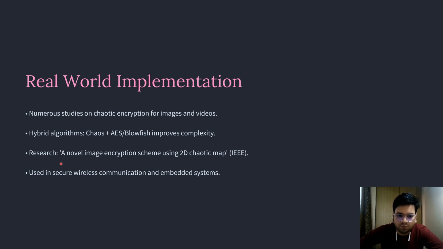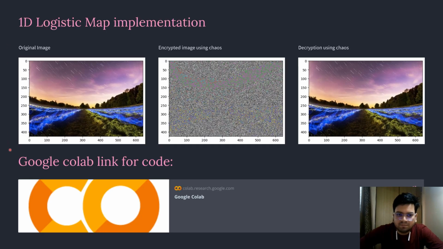Even in research, there are novel image encryption schemes using 2D chaotic maps in IEEE. It is used in secure wireless communication and embedded systems. This is the implementation part which I have done: taking the original image, applying the 1D logistic map, and after that we are getting this encrypted image using the chaos. And after decrypting it, we are getting the same image as the original image. I have attached the Google Colab link here for verification.